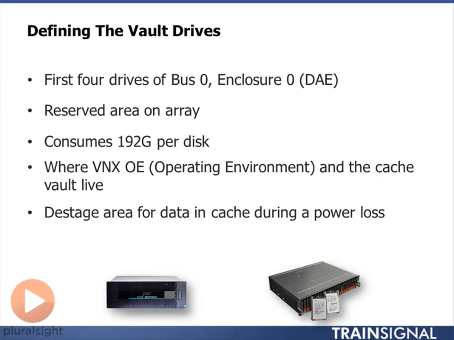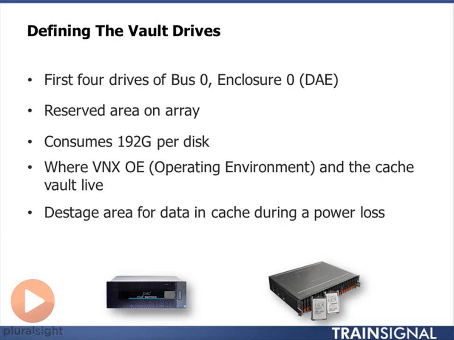Now what the cache vault provides is a D-stage area for your hot data, your cache, in case of power loss on the array itself. So you have data that's coming in from your host, and it's coming across multiple protocols, especially on the SPs. If it's coming across as FCoE, iSCSI, or Fibre Channel, that data is always going to be written to cache first in most scenarios.